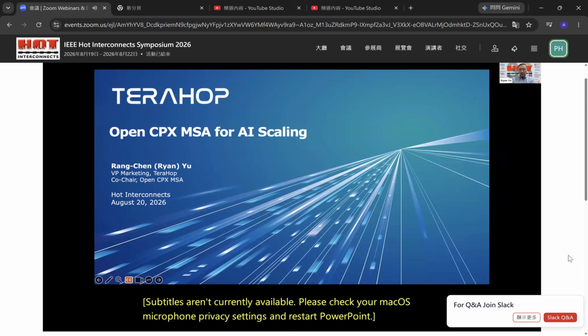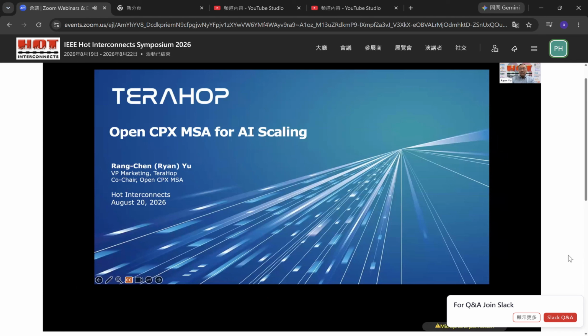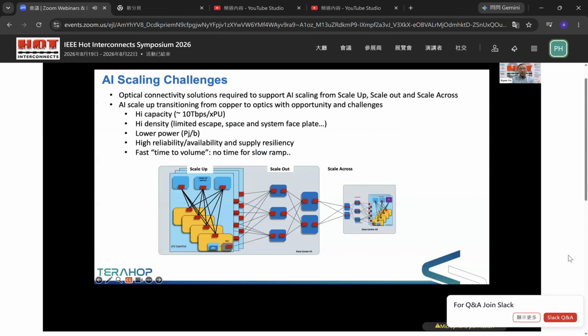OpenCPX MSA. So today I'm going to share with you how we see OpenCPX MSA going to help with AI scaling. I think we all heard the end users talking about the challenges, but first of all, optical connectivity is now expected to address a wide range of AI scaling: scale up, scale out, scale across. I won't dive in too much.